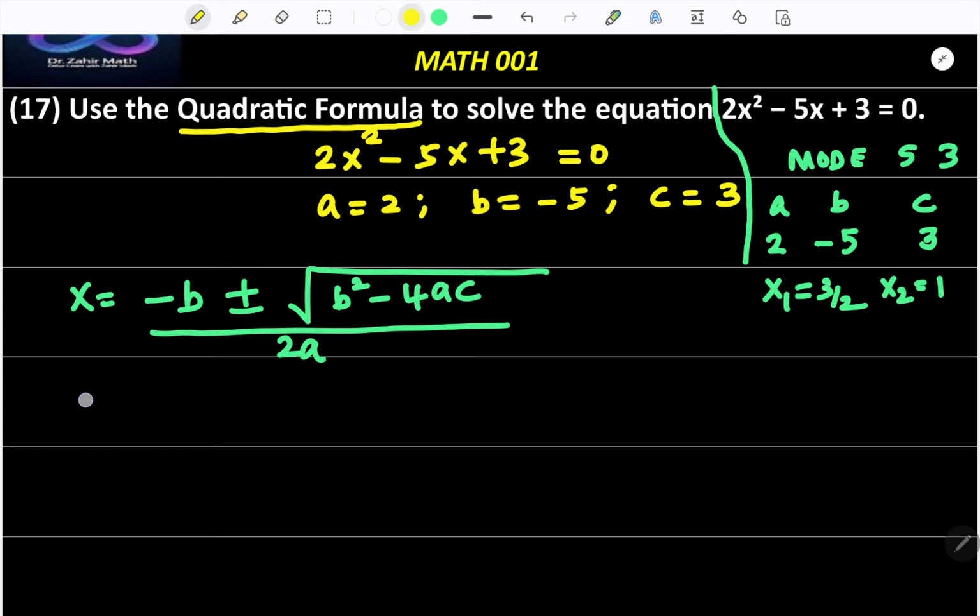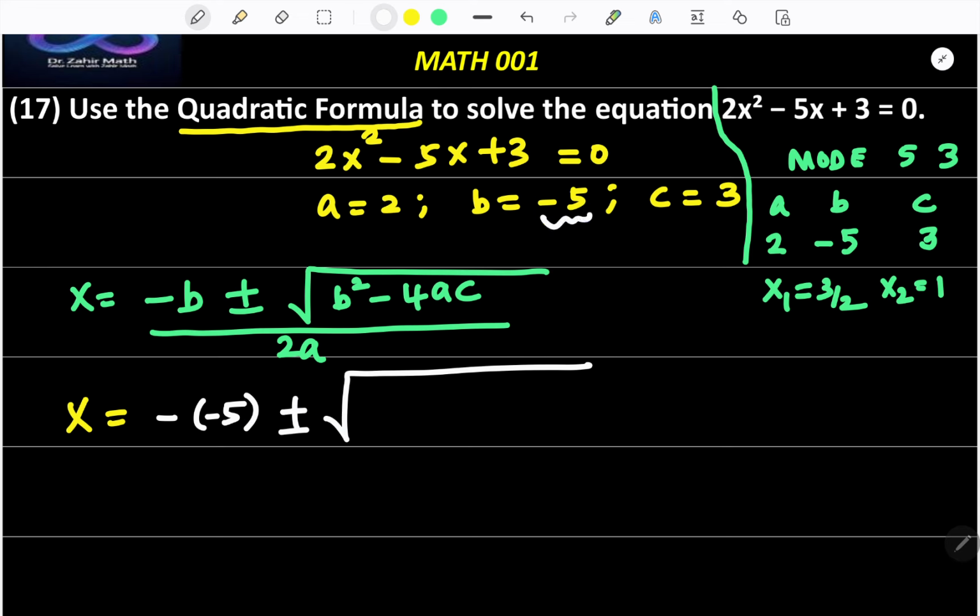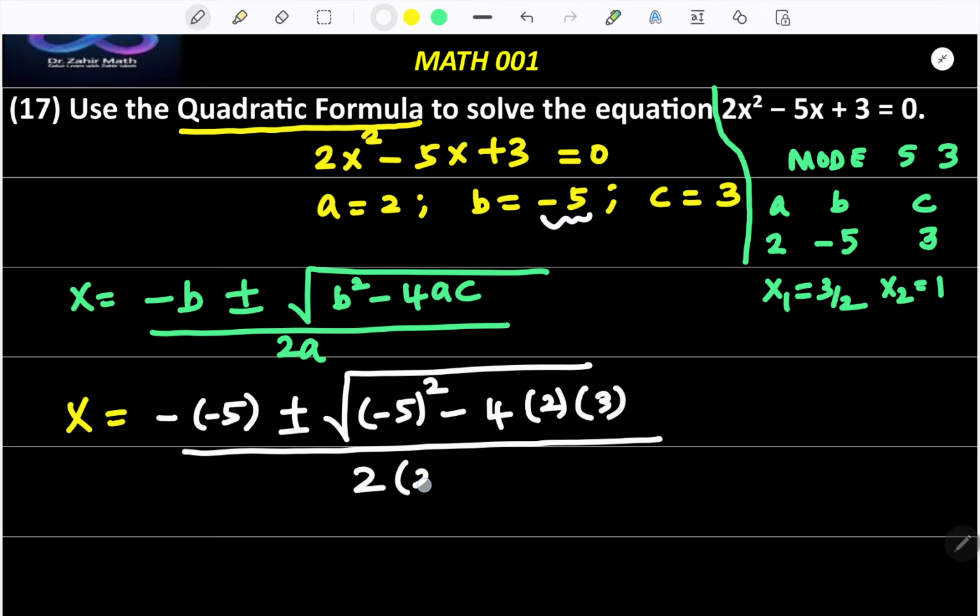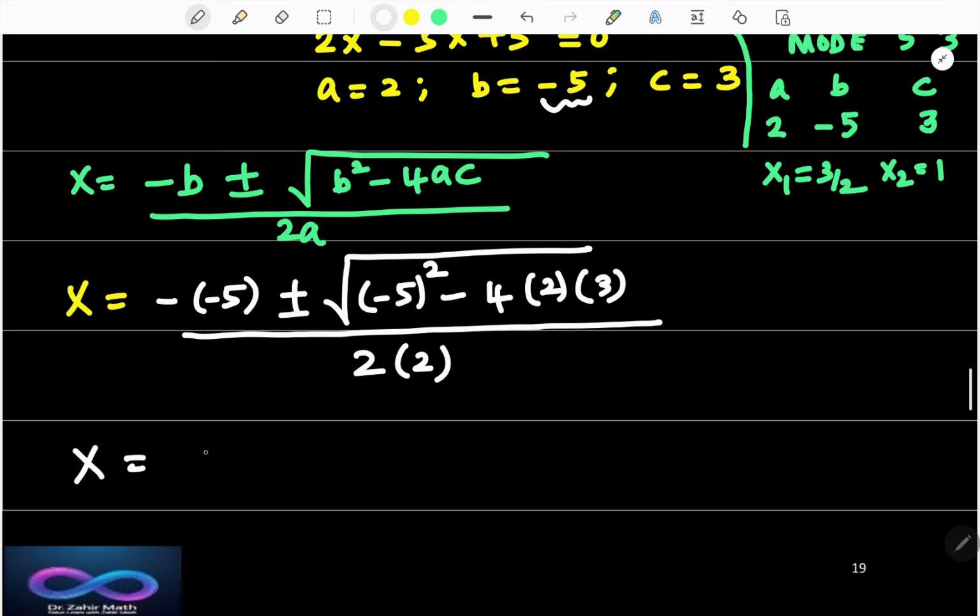Okay, everybody? Right. So x equals minus b. What is minus b? Minus of minus 5. Plus or minus square root of b, which is minus 5. Be careful. Minus 5 the whole square minus 4 times a, which is 2, and c is 3, divided by 2a, 2 into 2. Clear everybody? So x equals minus of minus 5, plus or minus square root of, if you want you can put it in the calculator or you can do it manually, no problem.